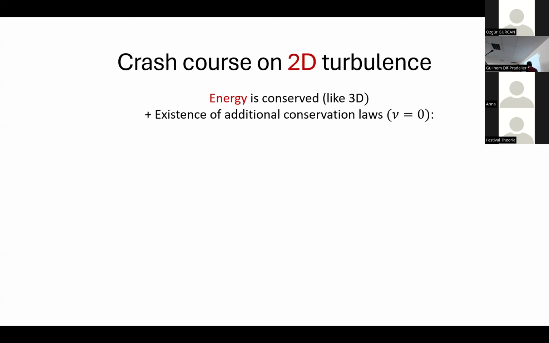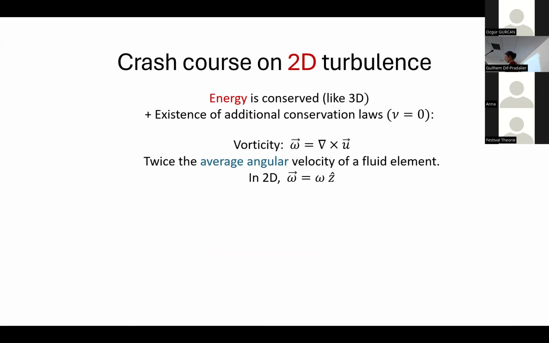Now, in 2D turbulence, you also have energy that's conserved, but you have an additional conservation law, again in this limit of zero viscosity and no driving. This additional conservation comes from the fact of vorticity having special properties in two-dimensional flows. You can think about the vorticity as twice the average angular velocity of a fluid element. And in 2D, it's always parallel to z, right? It always points out of the plane.